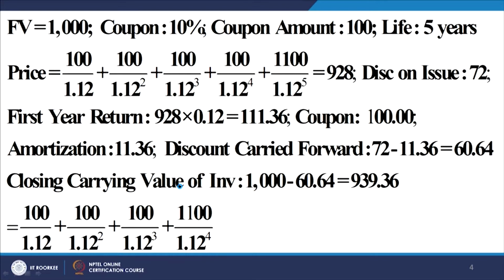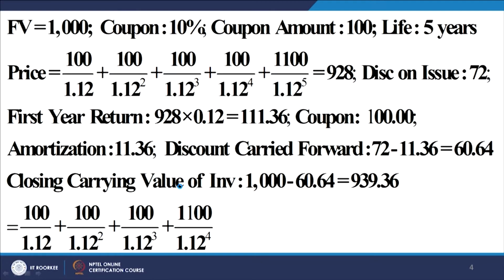So, I repeat, the return to the investor at the end of the first year will comprise two parts. Number 1, the coupon payment of 100, and number 2, the amortization of discount, that is, the value of his investment would increase in the books from 928 by 11.36, and it would come up to 939.36. So, this is the new value. This is called the carrying value of the investment.